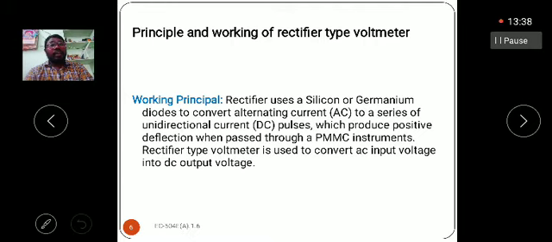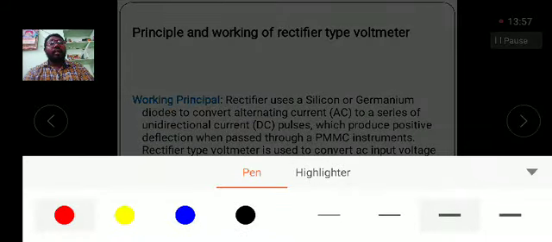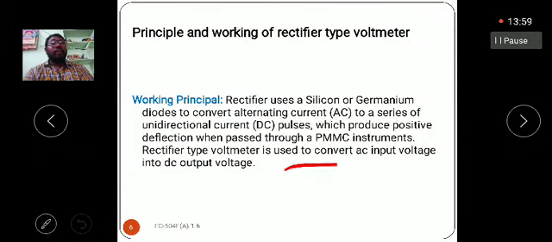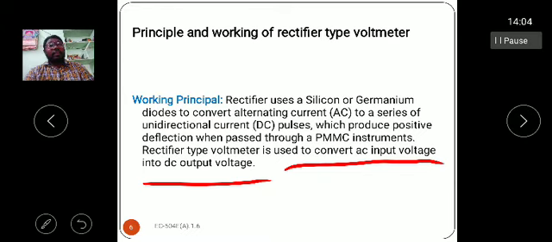Here the alternating AC input signal is converted into DC pulses, and the deflection is observed in the PMMC instrument. Generally, the rectifier type voltmeter is used to convert the AC input voltage into DC output voltage. This is the basic principle of the rectifier type voltmeter.